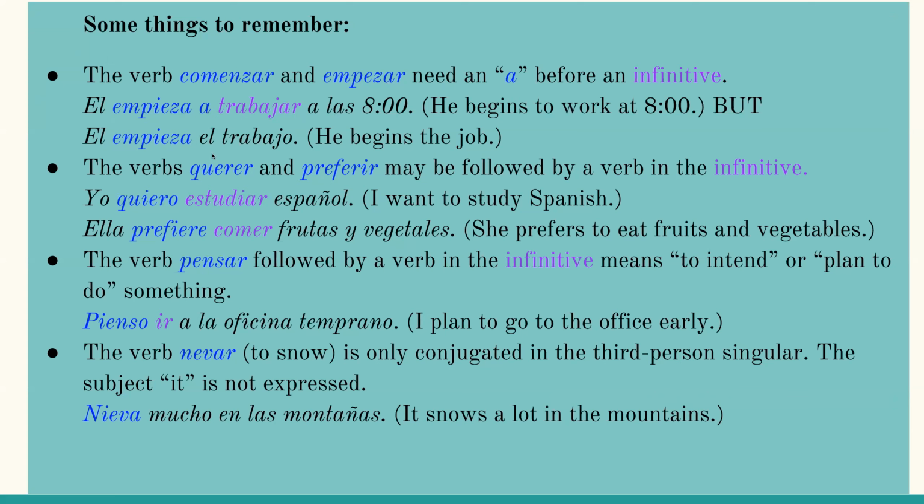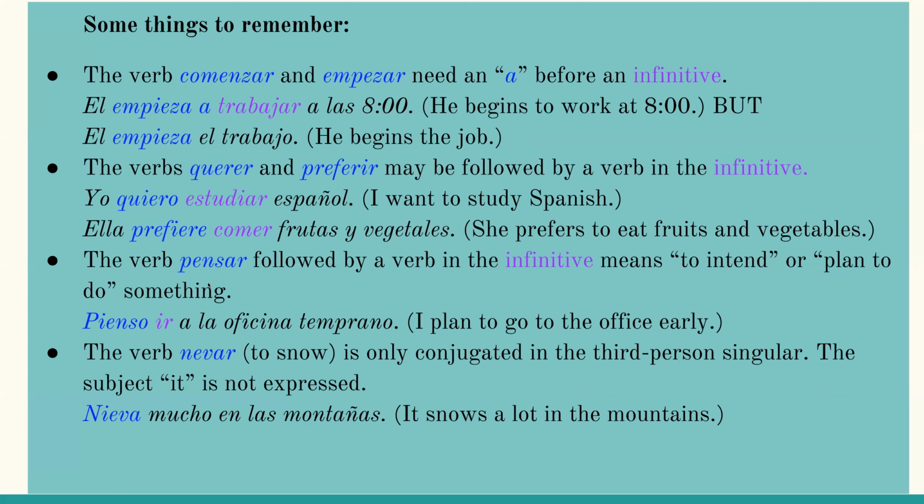Here, for example, we have a noun. Él empieza el trabajo. The verbs querer and preferir can also be followed by an infinitive, and they do not need a preposition. You just go straight from the conjugated verb querer or preferir to the verb in the infinitive. Yo quiero estudiar español. Ella prefiere comer frutas y vegetales.